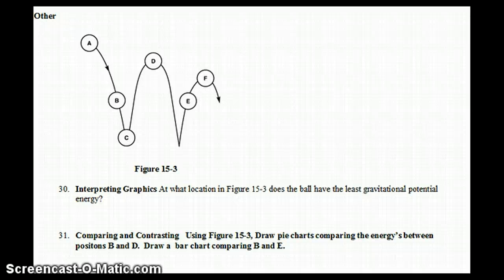31. Comparing and contrasting. Using diagram 15-3, draw pie charts comparing the energies between position B and D. Draw a bar chart comparing B and E.